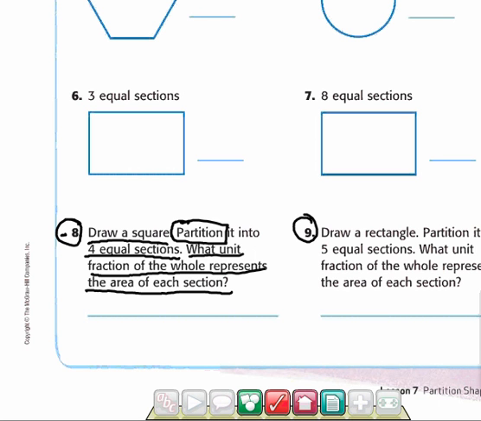Alright, I want you to go ahead and do number 8, and I want you to do number 9. And when you're done with that, take a look at the board to see what you're supposed to do.